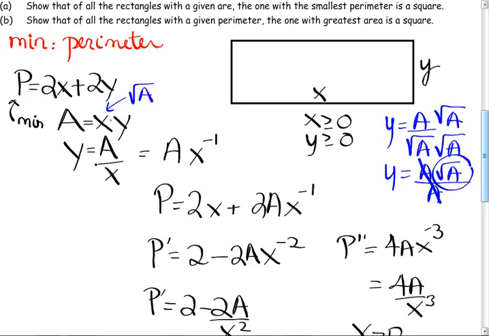Okay, we only have the one example. Try B. Show that of all the rectangles of the given perimeter, the one with the greatest area is a square. I've changed the problem a little bit, I just kind of reversed it. Okay, you ready? Should I do a new sheet? So we're going to do B.